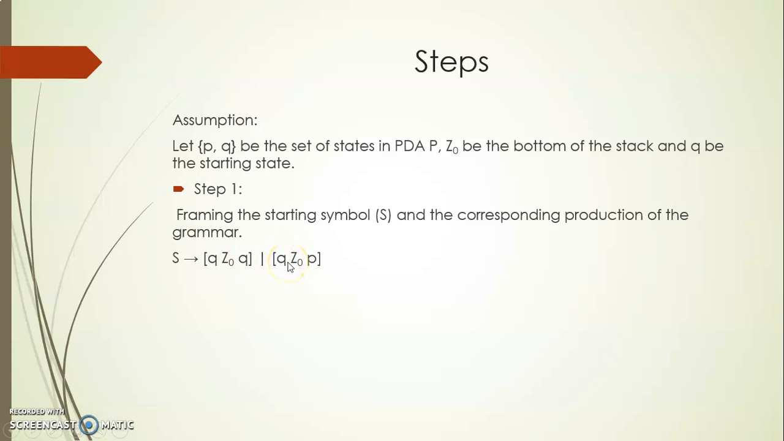As you can see, [Q0 Z0] is the same for both options, and they differ only in the third component, Q and P, which represent the set of states in your PDA. That's about the starting symbol of the grammar. We are assuming that this is the starting symbol, but any symbol can be used for representing the starting symbol of the grammar.